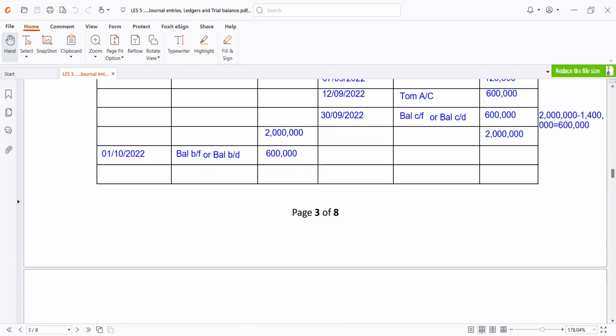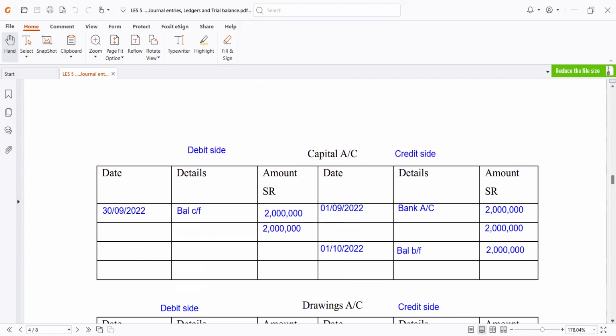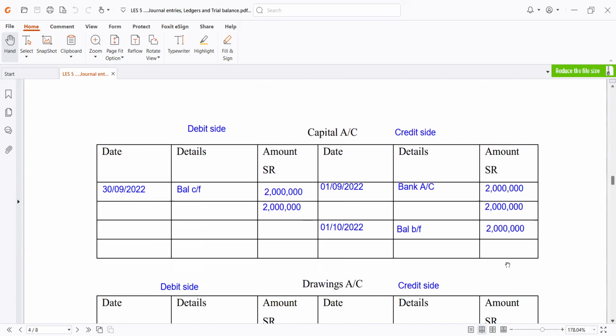Then we continue with the capital account. This is the way you close it. You close the account. So we only had the bank account posting on this side, 2 million. Put the 2 million on this other side, and you balance it off by having the 2 million. Once you have the balance carried forward on the debit side, you bring it forward on the credit side. So you have balance brought forward, and the figure is 2 million. So note it down, it's on the credit side.